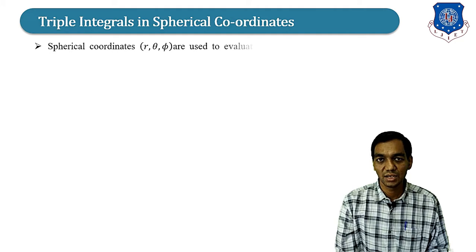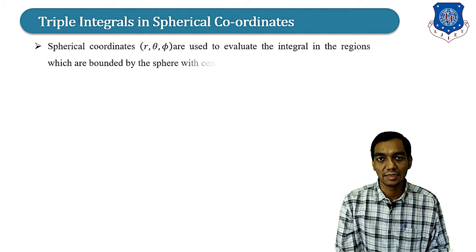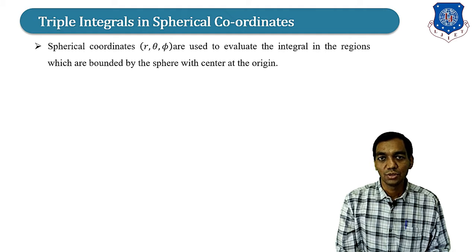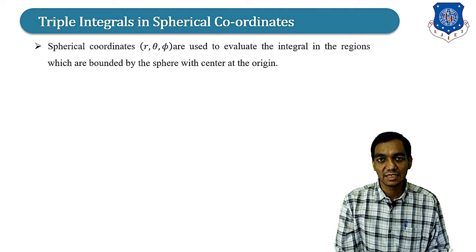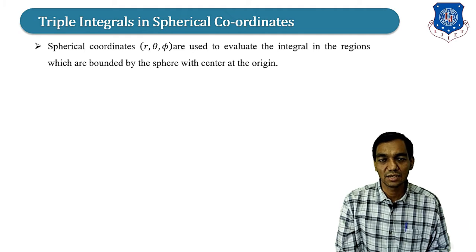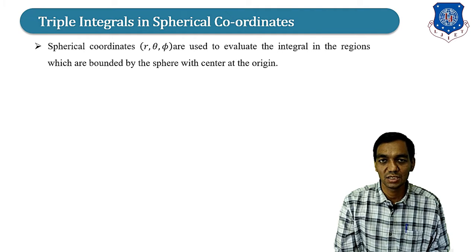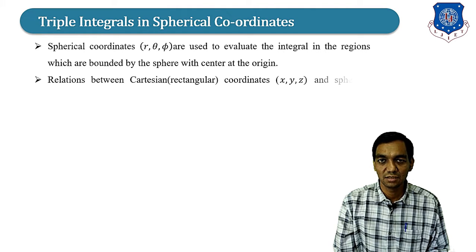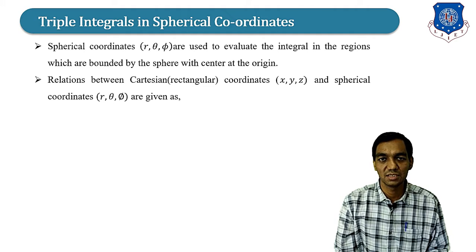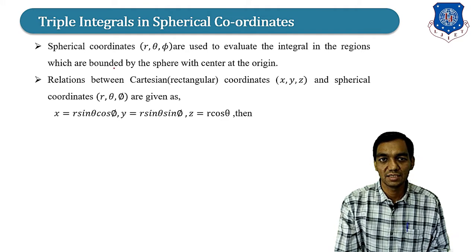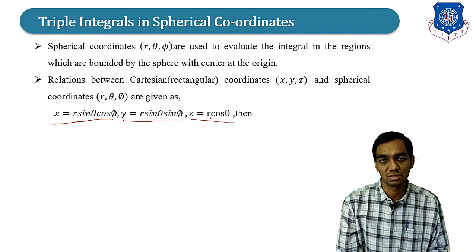Now, the spherical coordinate system is in the form of r, theta and phi. Now, see why we are considering it as a spherical coordinate: the suppositions we take are going to satisfy the equation of a sphere, and the center is going to be 0, 0, 0. The relation between the Cartesian and the spherical coordinate system is given as x is equal to r sin theta cos phi, y is equal to r sin theta sin phi, and z is equal to r cos theta.